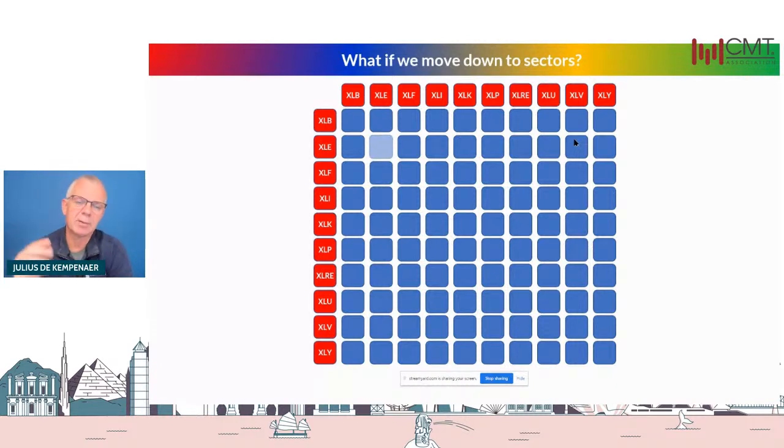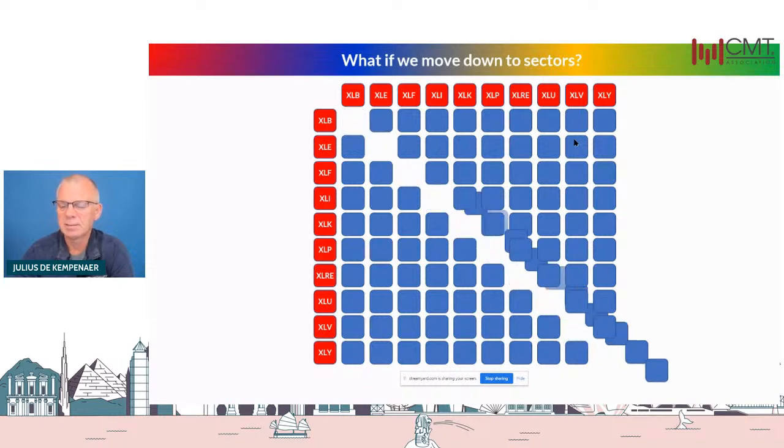Obviously, when I look at energy versus energy, that is useless because that is the same. So that comparison is 1. Same with technology versus technology. I don't need to do that. So that diagonal of 10 elements, which is exactly the number of elements in our universe, I can forget about, because they're comparing with themselves. That's not necessary.